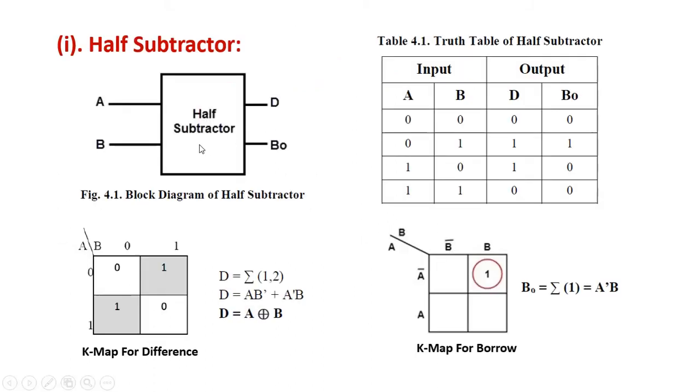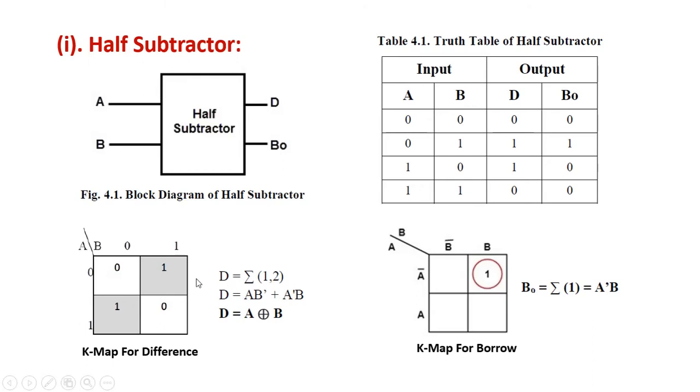So you can see this is the block diagram of half subtractor. We require two inputs and it will give two outputs, difference and borrow. In this truth table we can see, if we are subtracting B from A, 0 minus 0 gives difference 0, borrow 0. 0 minus 1 requires a borrow, and difference will be 1. Then 1 minus 0, difference will be 1, borrow 0. 1 minus 1, 0 and 0. We have two inputs, so there will be four combinations for input.